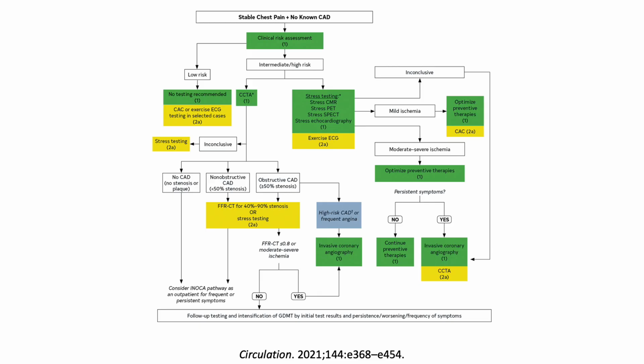Okay, this is kind of a busy diagram, but basically if you have someone with stable chest pain with no known prior coronary artery disease, the first thing is that clinical risk assessment where you try to decide, is this person a low risk person, like based on their symptoms, their age, their sex, I think they're low risk, or are they intermediate risk? And if they're low risk, on this algorithm, no further testing would be recommended. If they're intermediate or high risk, that's when you're going to start looking at different stress tests and anatomical testing.